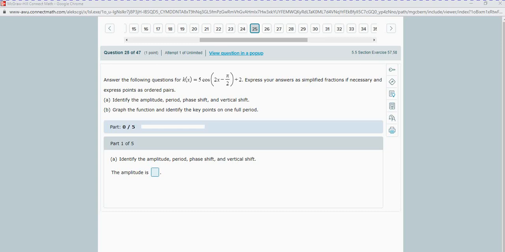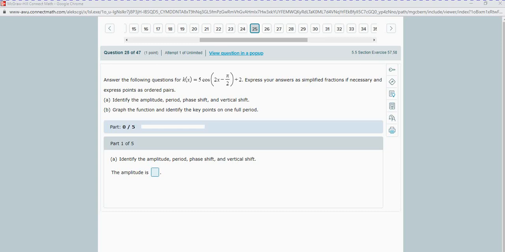Number one, make sure you read the directions very carefully. Make sure you know exactly what the system is looking for, and make sure your answer has all of those features. So in this situation, we have our function given. We want to identify the key attributes, specifically the amplitude, period, phase shift, and vertical shift of the function. And then we want to graph the function and identify the key points on one full period.